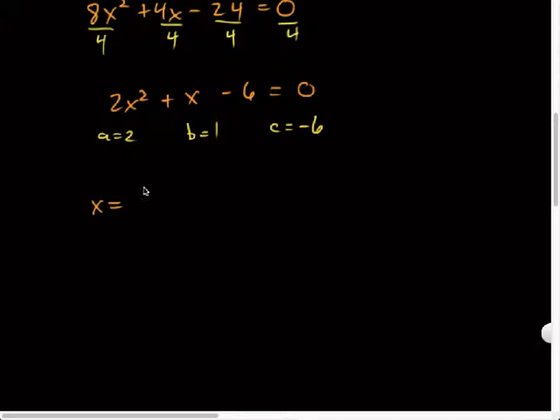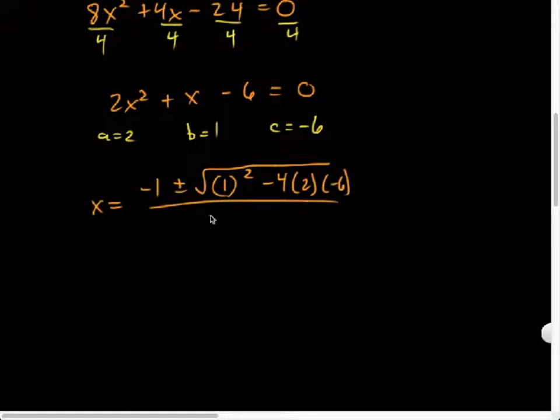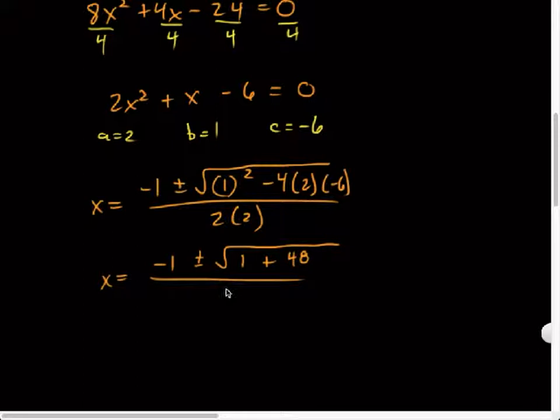So x equals the opposite of b plus or minus the square root of b squared minus 4 times a times c, all over 2 times a. Plug it in and chug it. Negative 1 plus or minus the square root of 1 plus 4 times 2, which is 8, times 6, 48. That's going to be a perfect square. X equals negative 1 plus or minus the square root of 49, which is 7, over 4.